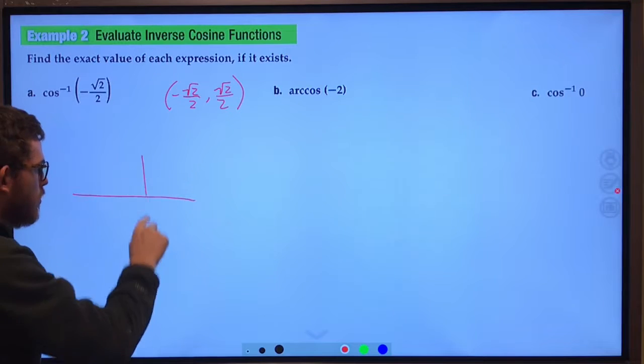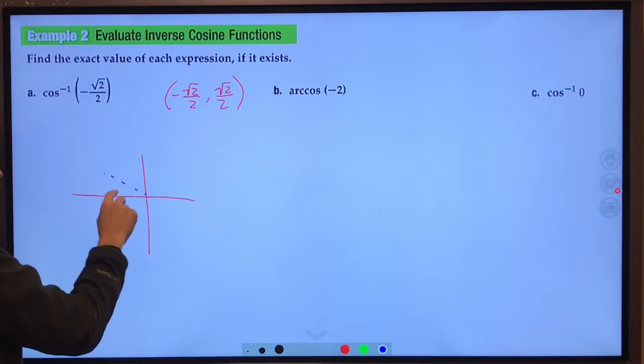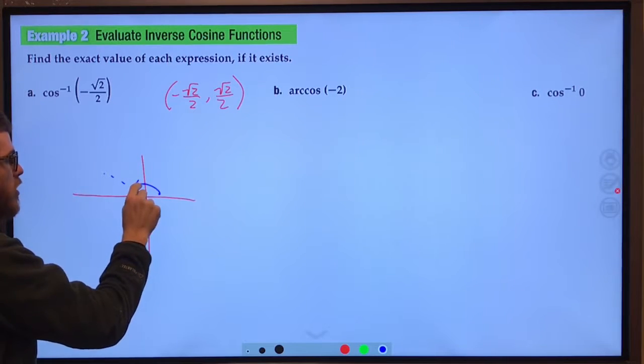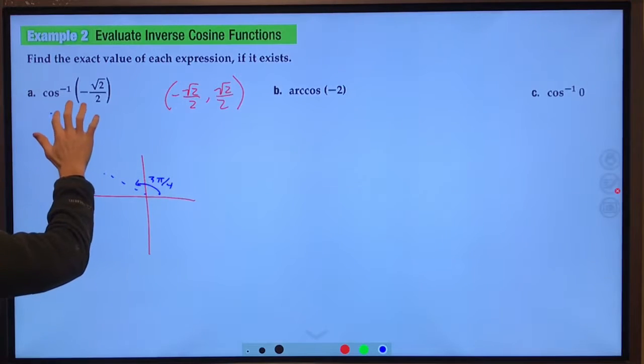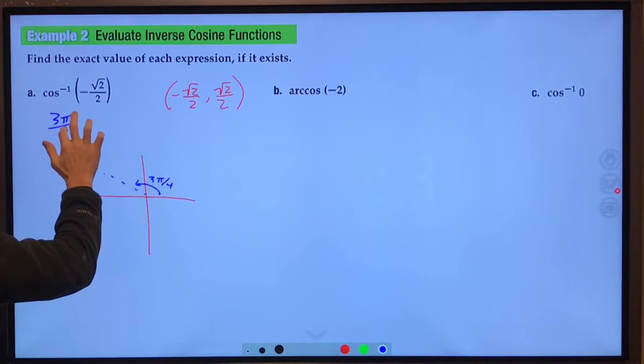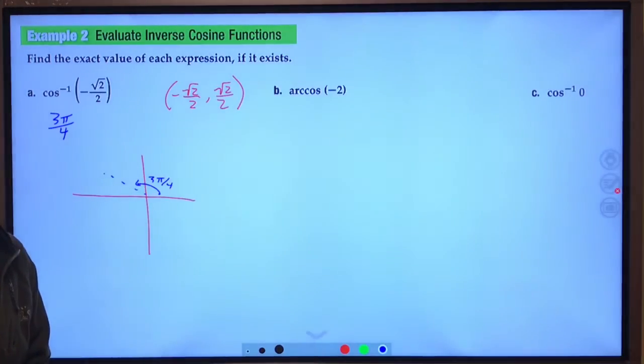Imagine a unit circle. That's that right there. Positive 3 pi over 4 to get there. So this is 3 pi over 4. Once again, not just giving exact answers, but we're putting these in radians.